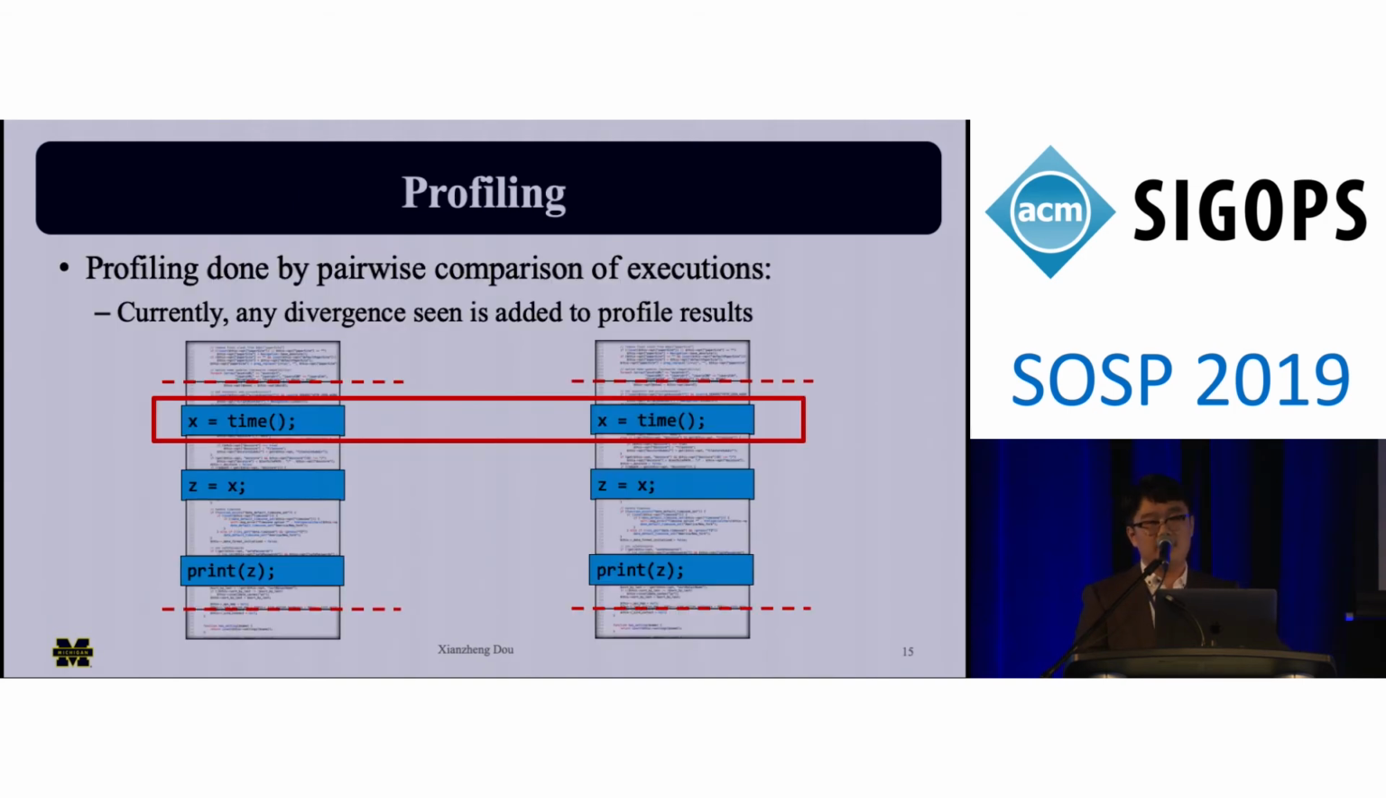So I will first talk about some details about the profiling. Currently, ShortCut will profile by pairwise comparison of executions. Anytime we see some divergence in the input or control flow or data flow, we will add those divergences into our profiling result. That means we will assume they are likely to change in future executions of this code region. That's a very simple heuristic that works well right now, but we think it probably needs more improvement later.